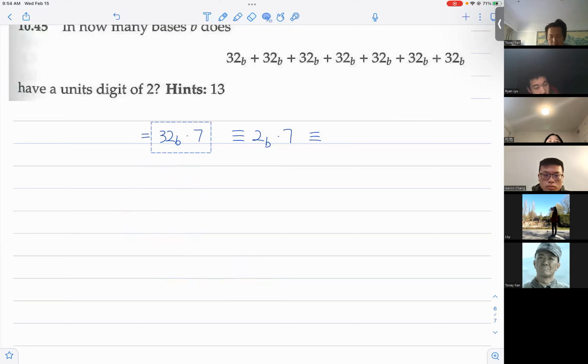No, it's 2b times 7. Yeah, just 2b times 7, right? So 2b times 7 is the same as like say 14. So 2 times 7 is 14. This is decimal, right? So 14, go to base b. In which base will give you a 2? It's just asking this, right?